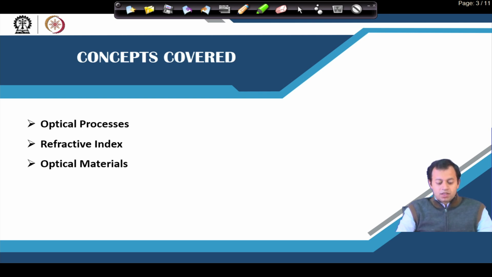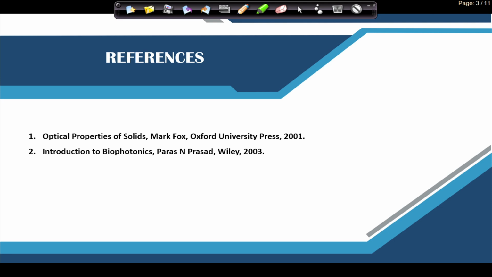So, please remember the concepts that I have covered, and these are my references. I strongly recommend going through Optical Properties of Solids by Mark Fox. A very interesting book if you need to know more about refractive index, more about quantum mechanics, and more about the difference between luminescence, fluorescence, etc.